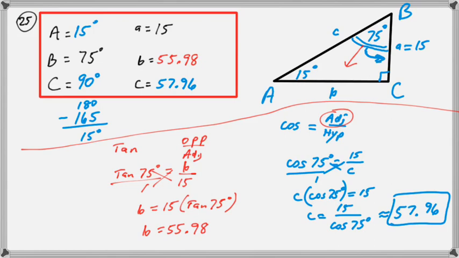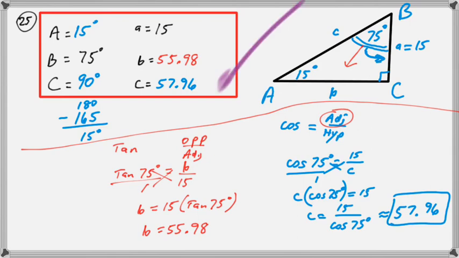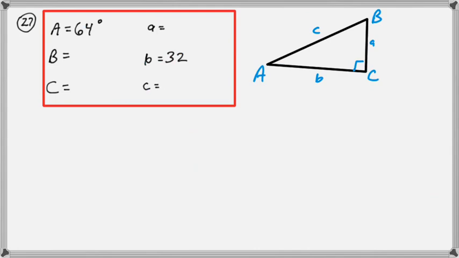Now, do I have all three sides and all three angles? Let's verify. Is the biggest side opposite the biggest angle? Yes. Is the smallest side opposite the smallest angle? Yes. So at that point, I'm going to say we did it right. Yes. Okay, on to number 27.